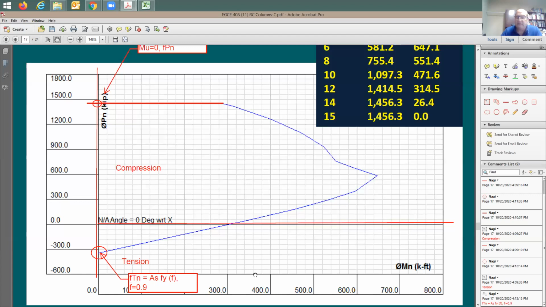Why? Because this is now tension control. All the steel is going to be in tension. So I simply can say phi Tn is going to be equal to phi times As times Fy. As is the total cross-section area in the column, and F sub y is the yield strength. Any moment now on the column, I'm going to say no moment at all. This is very good.